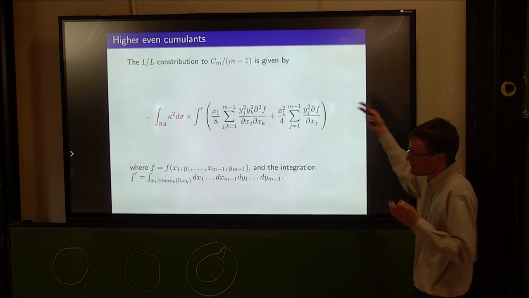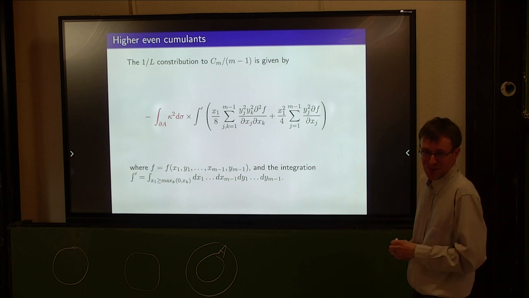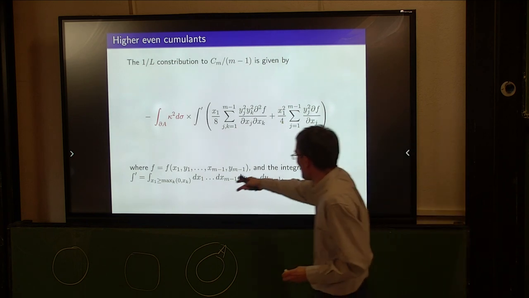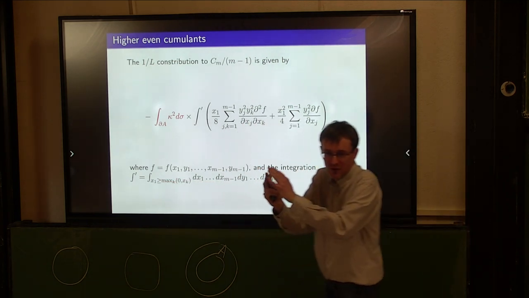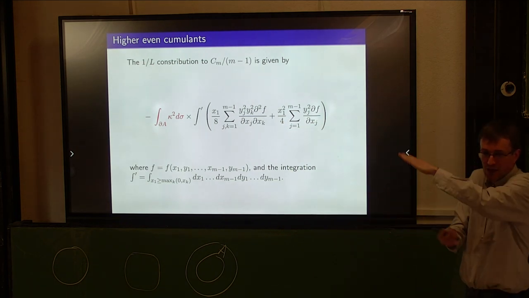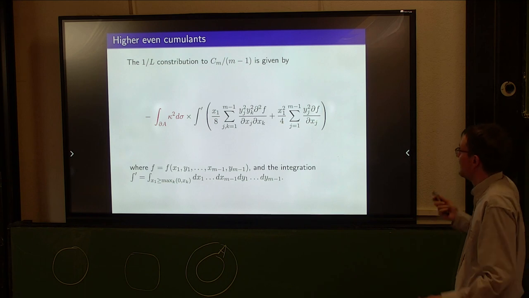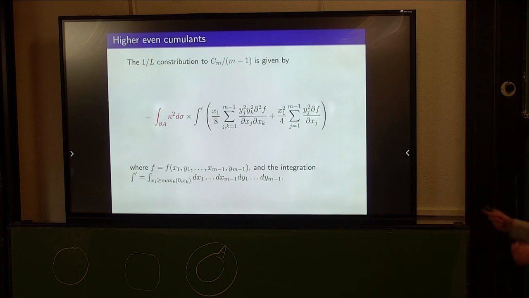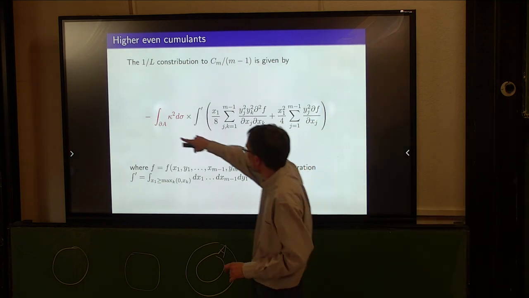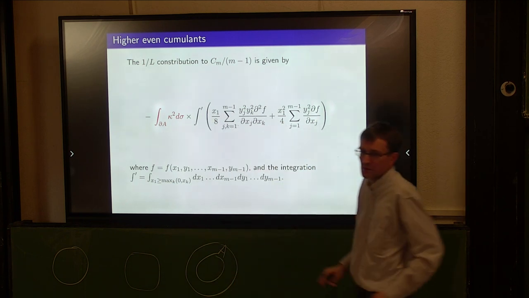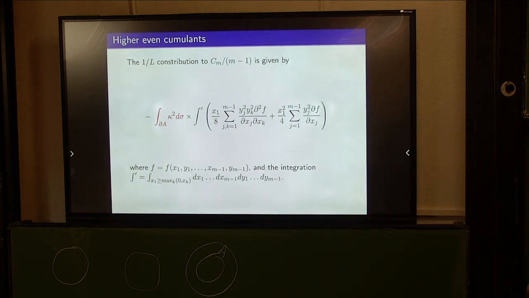But since the message is that this is meaningless, and plus you have to integrate in this weird region where one variable is larger than zero and larger than all these others, it's less nice in a sense. But you see, there is the same type of factorization. There is the geometric part, and there is the other part. Yes, and for all even cumulants, the leading one in L always has this kappa squared, the sigma. Yes, always.